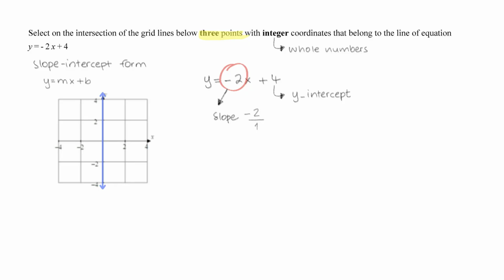Instead of making a long table of values, let me show you how to solve this the fastest way. Since they want 3 points, we can consider the y-intercept as a point, and the x-intercept as another point.